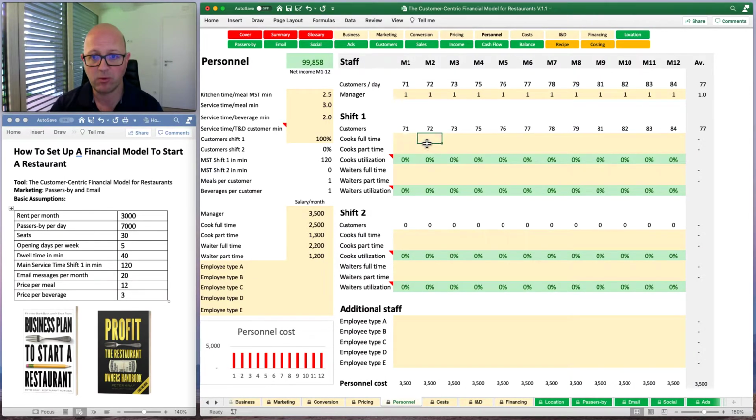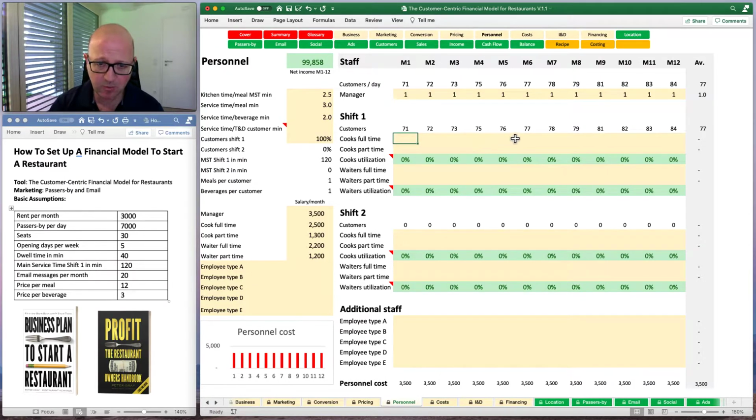Then we come to shift 1. You can move with your mouse or with the keyboard as you prefer. And you see here for your information the probable amount of customers per day. So we see month 1, 71 customers, 72 and so on. In month 12, we already expect 84 customers per day. That's because of our email marketing system, which is running in the background. We are generating more and more customers that are coming back more and more often, and so we are gaining more customers month after month.